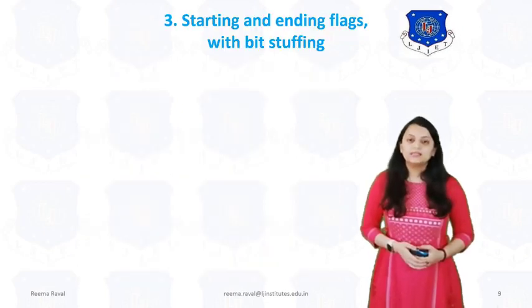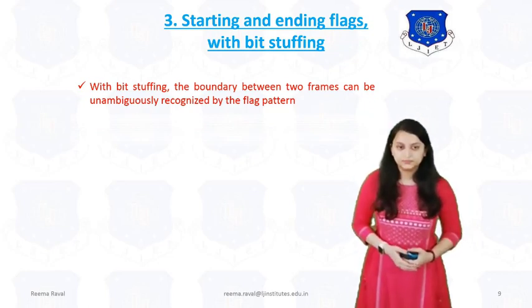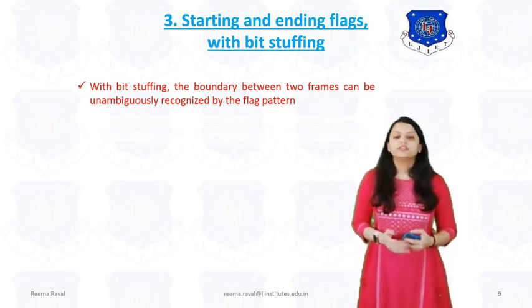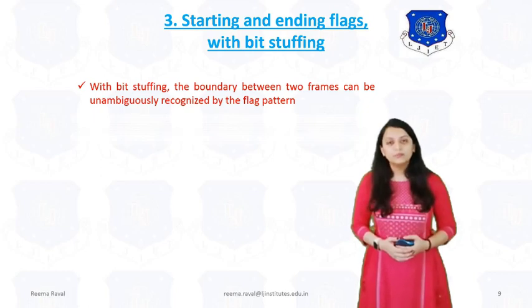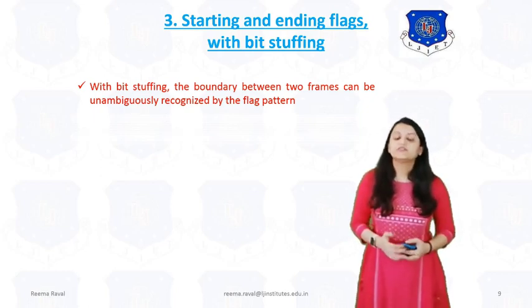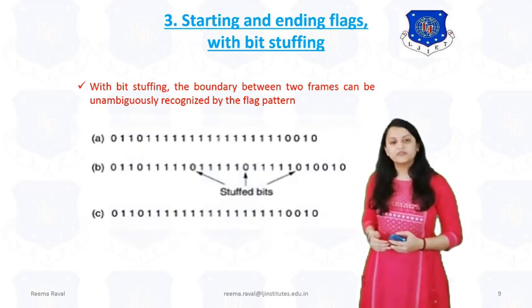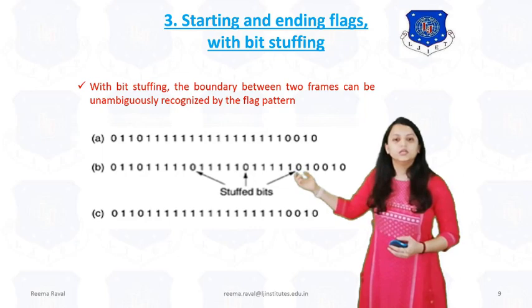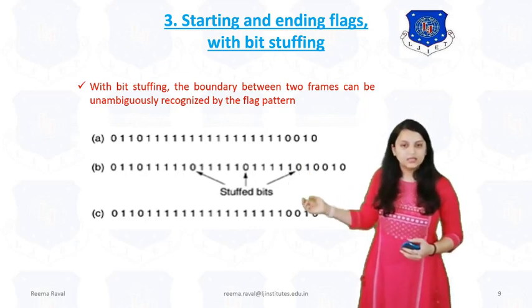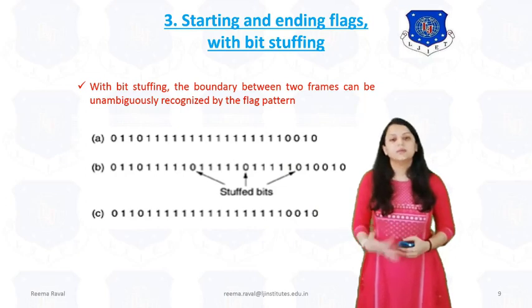Now let's see next, that is starting and ending flags with bit stuffing. With bit stuffing, the boundary between two frames can be unambiguously recognized by the flag pattern. So here in bit stuffing, if a particular number of consecutive ones are there, 0 bits are stuffed. That is called bit stuffing.